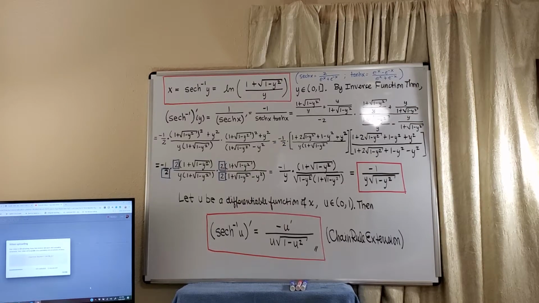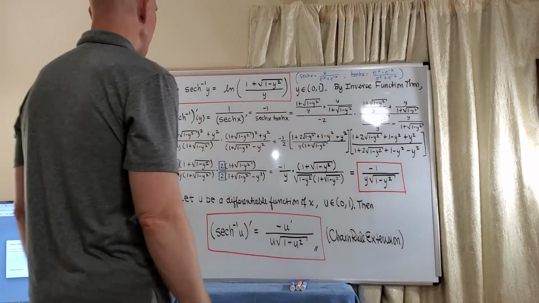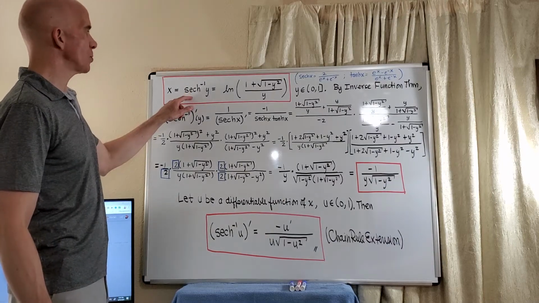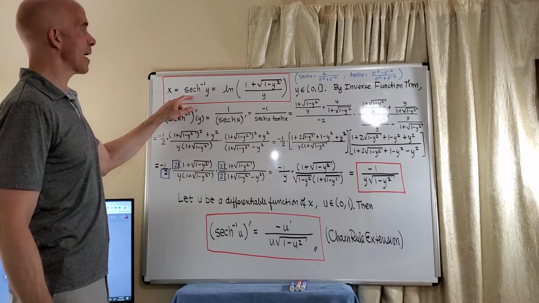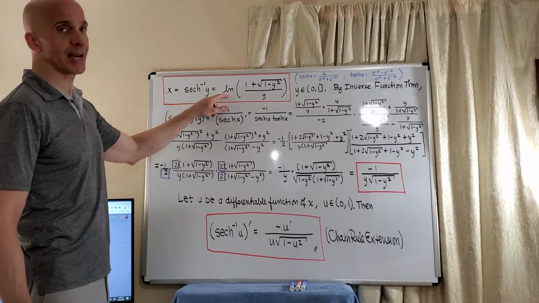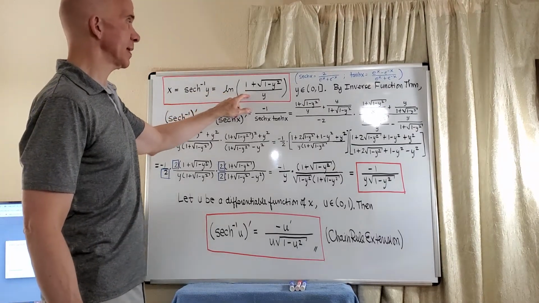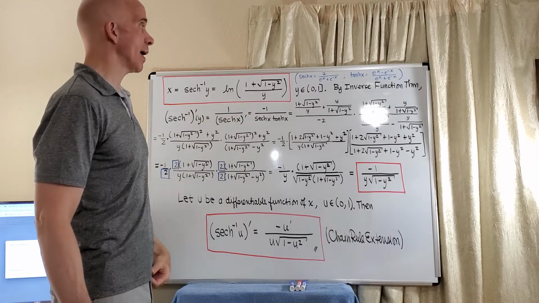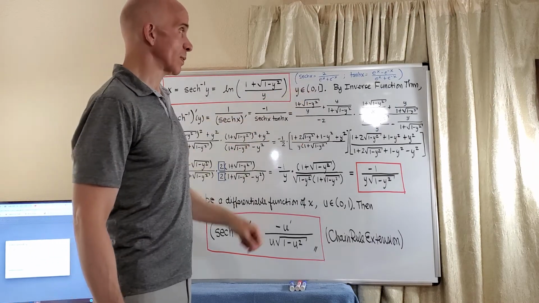Now we would like to compute the derivative for the inverse hyperbolic secant. In the last video, we showed that the inverse hyperbolic secant of y is the natural log of the quantity 1 plus the square root of 1 minus y squared, divided by y, where y lives between 0 and 1.